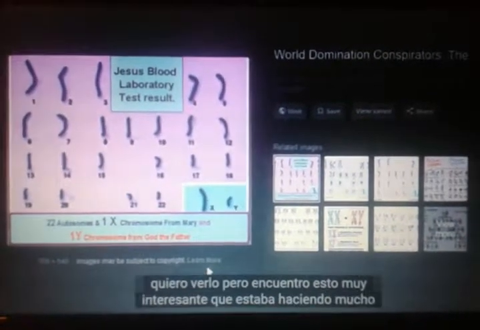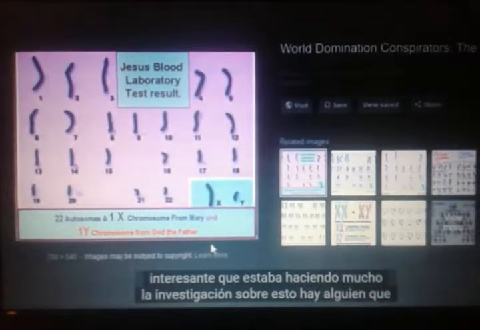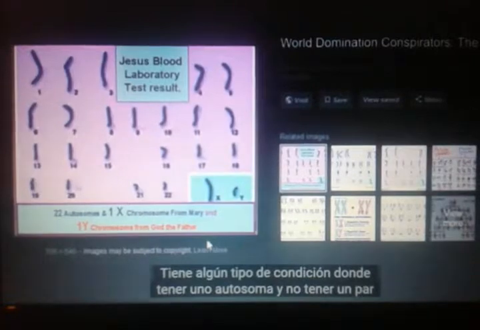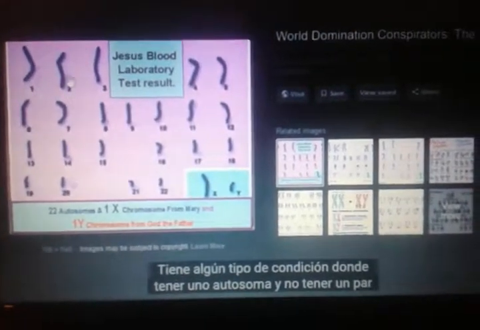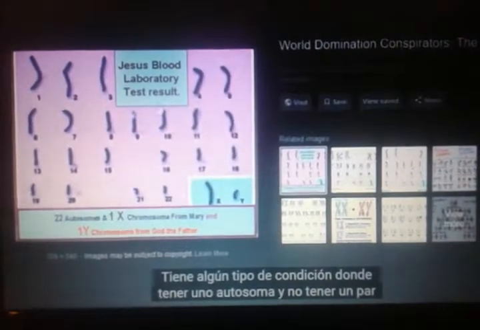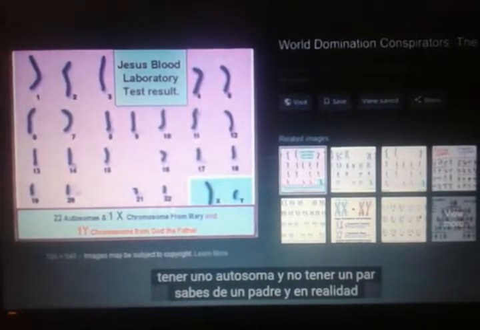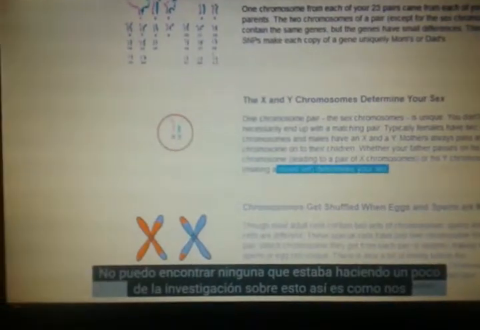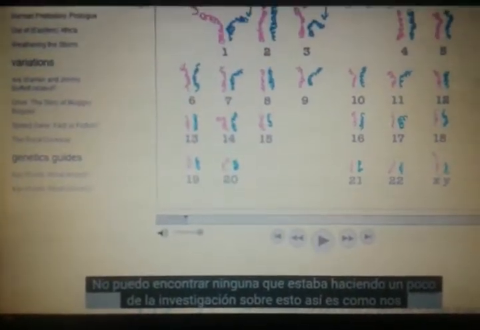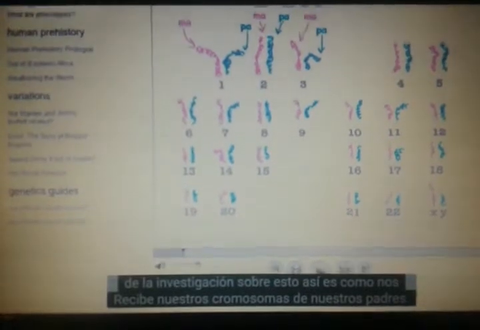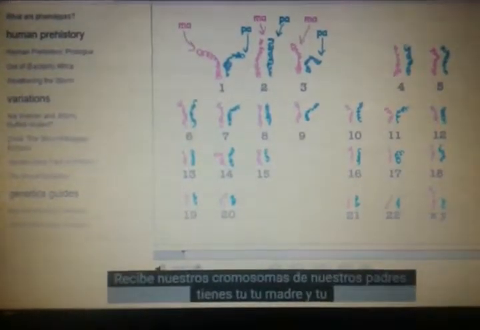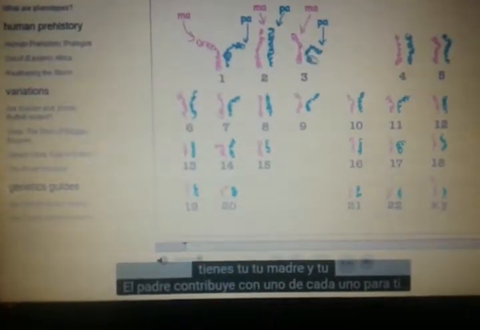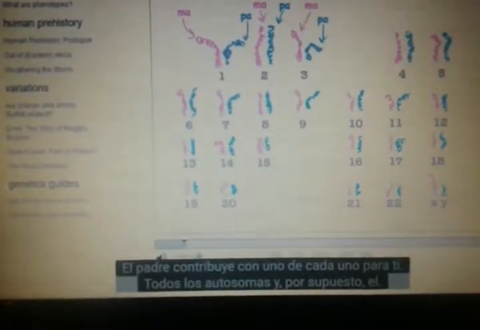But I find this very interesting. I was doing a lot of research on this. Is there anybody that has any type of condition where they have one autosome and not have a pair, from one parent? And I actually can't find any. I was doing quite a bit of research on this. This is how we receive our chromosomes from our parents. You have your mother and your father contribute one of each to you for all the autosomes.